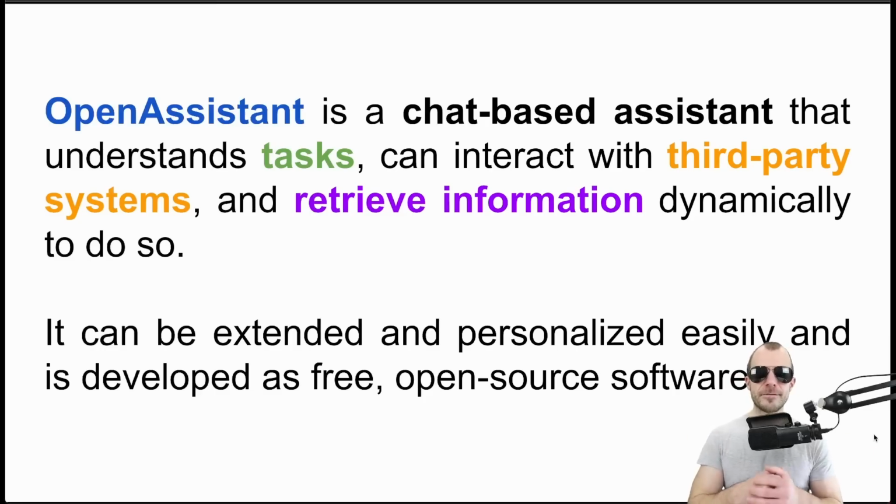And with that, I think we've come pretty on point to this slide, which I presented at the very beginning when I made the first video about the topic. OpenAssistant is a chat-based assistant that understands tasks, can interact with third-party systems, and retrieve information dynamically to do so. With the inclusion of plugins and the data we've collected, this will become a reality, and it's so exciting. And by the way, we're not going to stop collecting data, because as it gets more awesome, the human data will become ever more valuable.